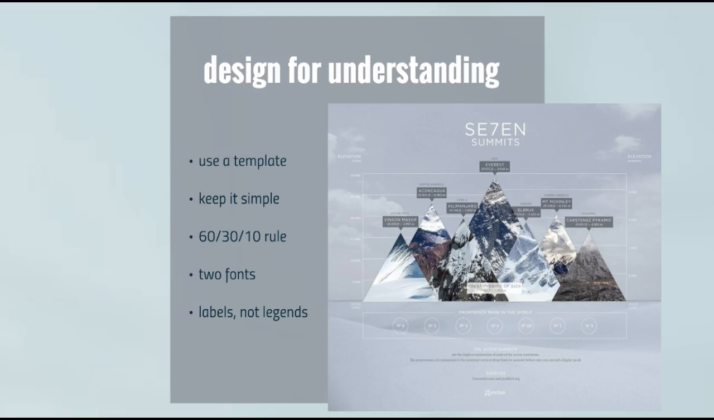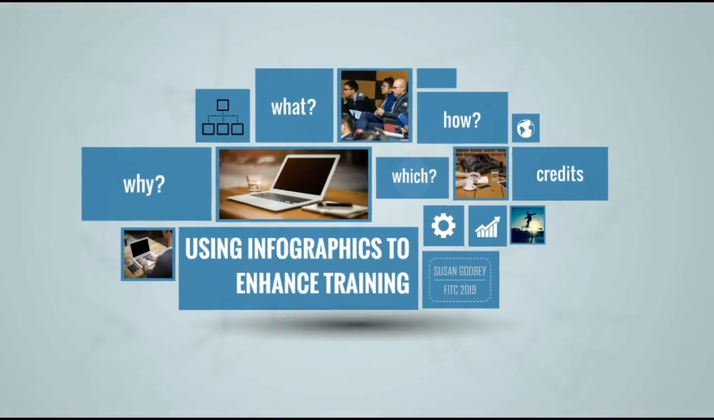And lastly, remember, go for labels, not legends. You can see they've got the labels right on the mountains here. Don't make your learners search for the information that they need. Put it right in the center. The one thing they're going to look at, be that thing that you want them to remember when they make this.